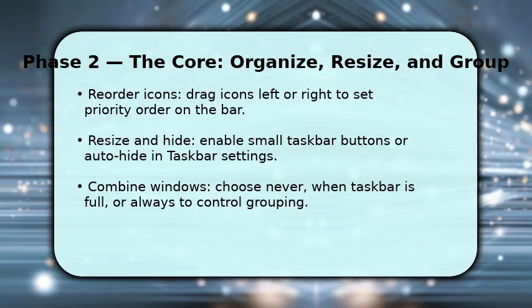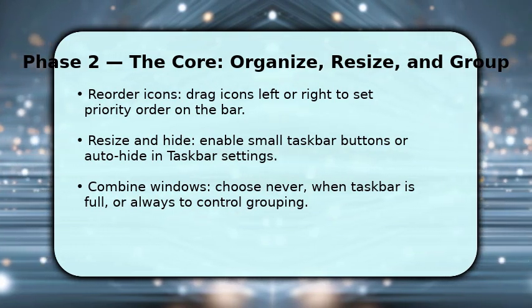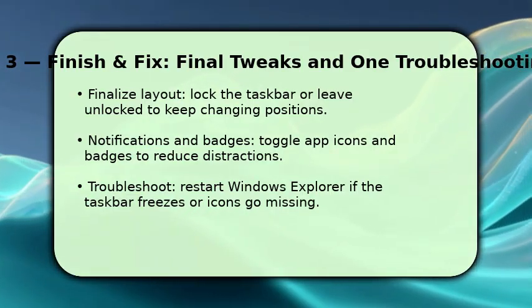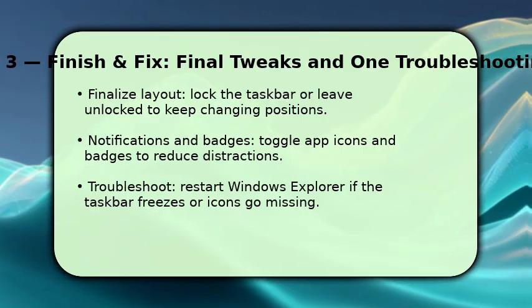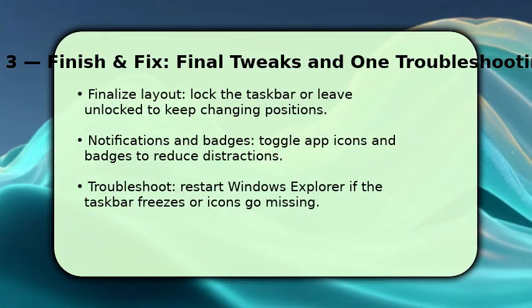Finish by locking or leaving the taskbar unlocked. Lock it if you want a consistent layout, or leave it flexible for frequent changes. Also, mute visual noise by toggling notification badges and system icon visibility in settings, so only critical alerts appear.